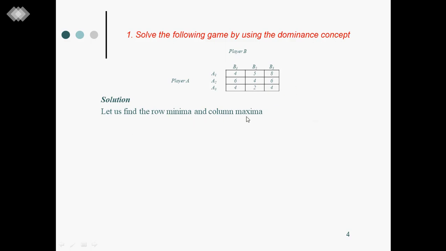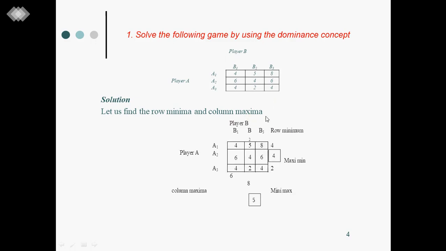Let us find row minima and column maxima, as we did in the previous concept. Row minima: minimum of this row, minimum of this row, minimum of this row. Of these, the maximum is 4. Column maxima: maximum is 6, 8, okay. Sorry, this is interchanged. This 8 should come here, this 5 should come here. So what is your observation? Maximin is 4, minimax is 5. So maximin is not equal to minimax, and hence there is no saddle point.